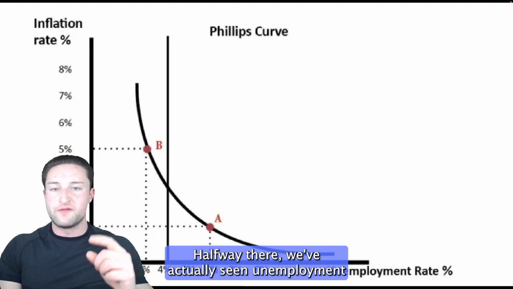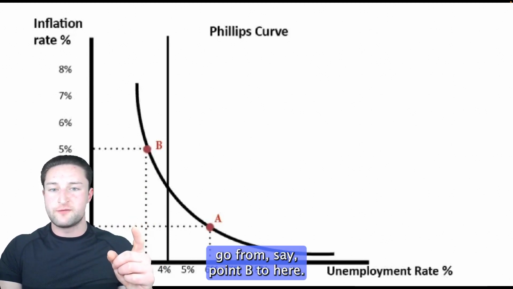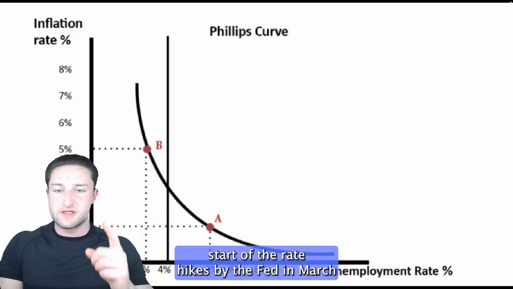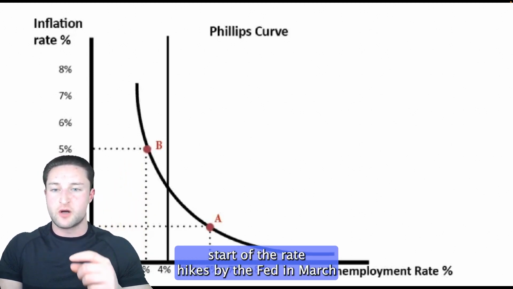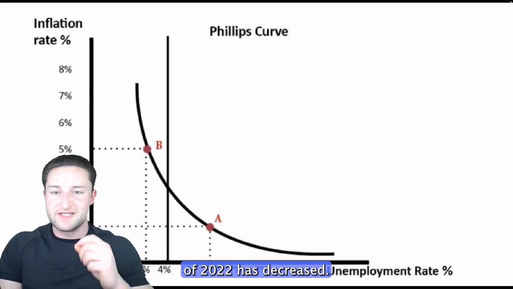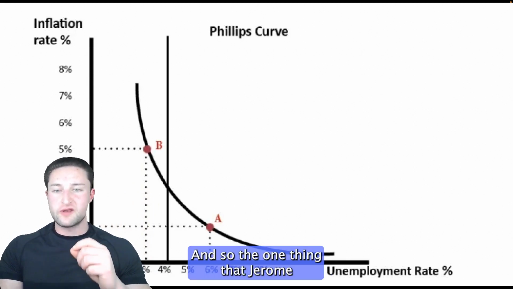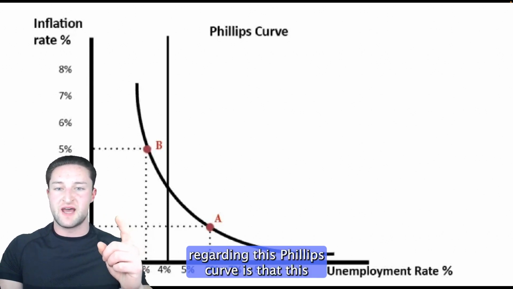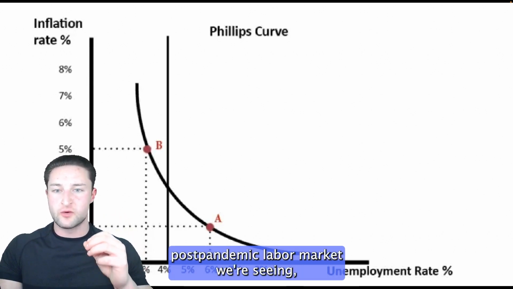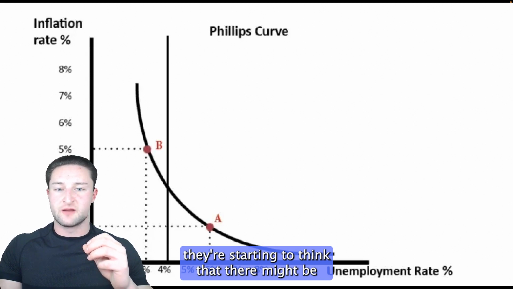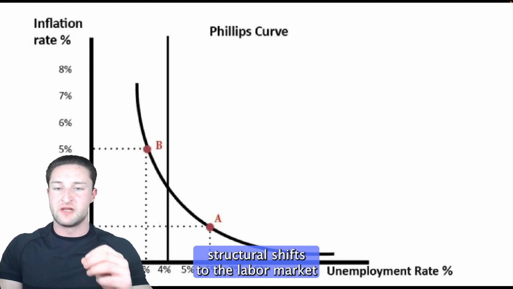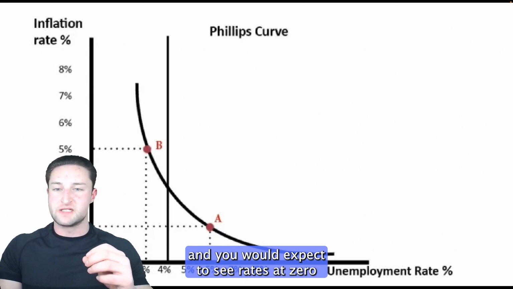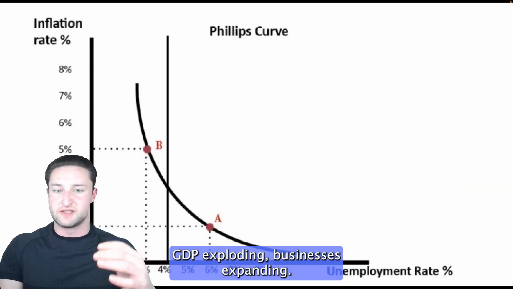They're halfway there. We've actually seen unemployment go from, say, point B to here. The unemployment rate since the start of the rate hikes by the Fed in March of 2022 has decreased. And so the one thing that Jerome Powell just spoke on that is super important regarding this Phillips curve is that this post-pandemic labor market we're seeing, they're starting to think that there might be structural shifts to the labor market versus cyclical, which would be normal. And you would expect to see rates at zero, GDP exploding, businesses expanding.